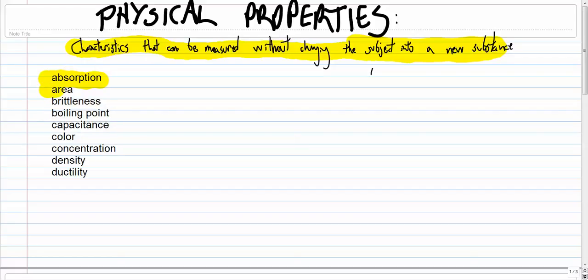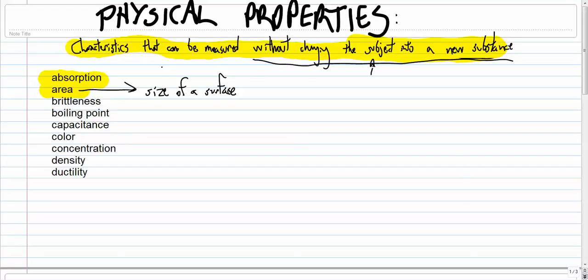One that I'm going to focus on a little bit more is area. Area is interesting because that's the size of a surface. Of course, you can measure the size of a surface without changing whatever you're measuring into a new substance, so area is a physical property. If you have a nice rectangular surface, then area is just length times width. One thing to remember about area: if you're doing your length in meters and your width in meters, when you multiply them together, you're going to get meters squared. Do not let that frighten you, because it's just a little squared in the unit.